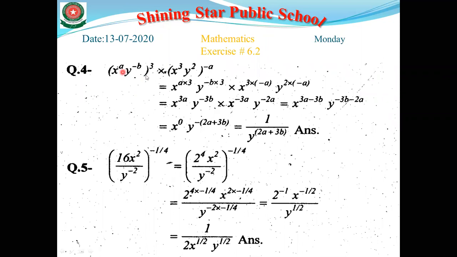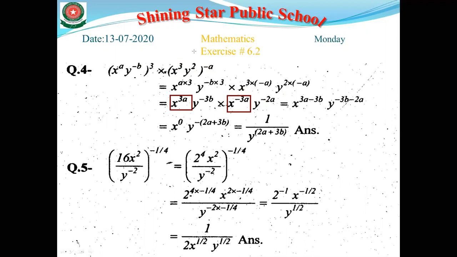Question number 4. (x^a y^-b)^3 multiplied by (x^3 y^2)^-a. First of all, we have to multiply 3 within the bracket, so it becomes 3a minus 3b. Okay, multiply. When you multiply a within the brackets, plus minus minus: 3 multiply minus 3a, 2 multiply minus 2a.